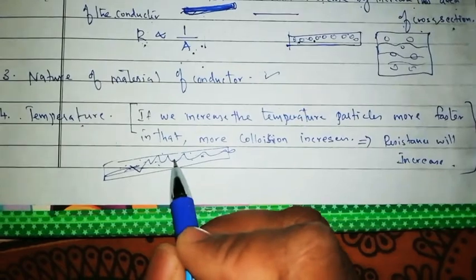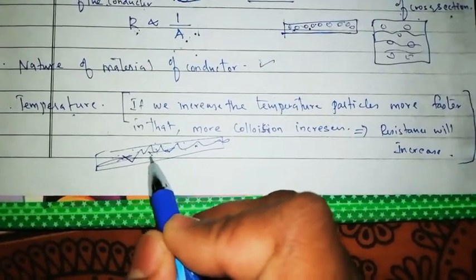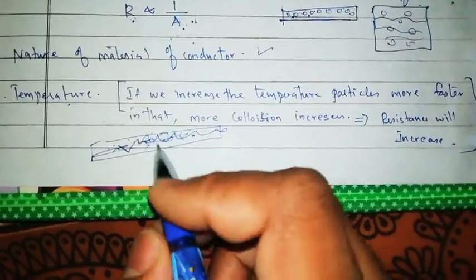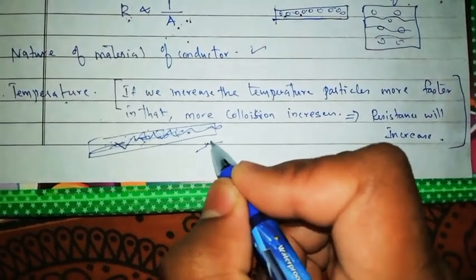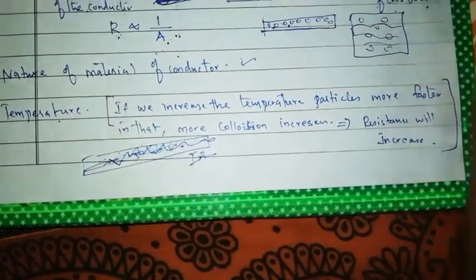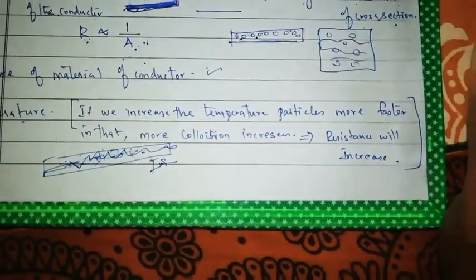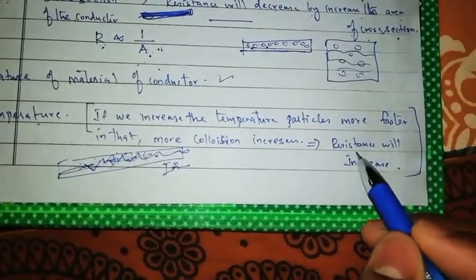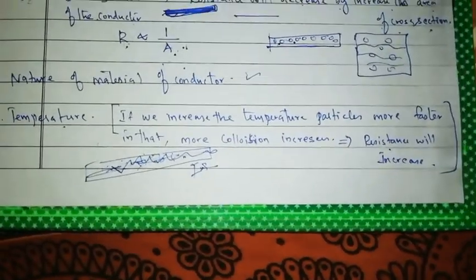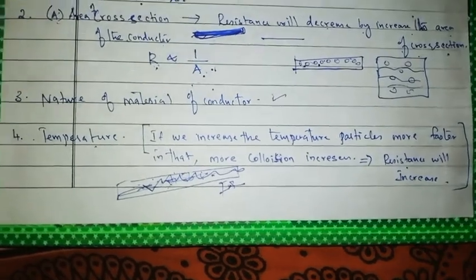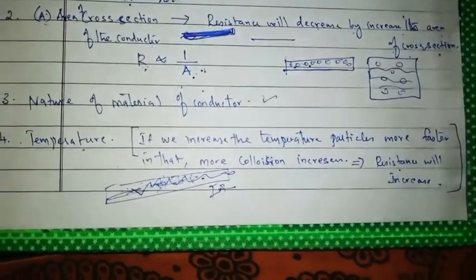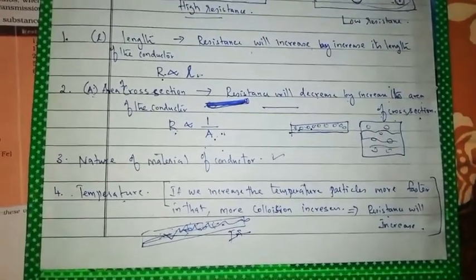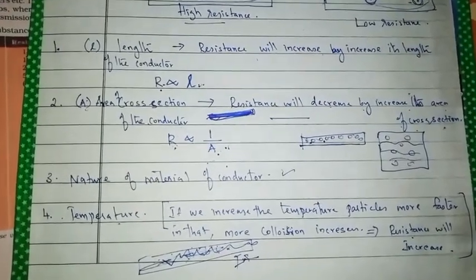When they move randomly, lots of collisions take place between them. So when they move like this, they collide with one another. Collisions will also increase, and that increases the resistance. Do you understand? So temperature is also a very important factor that affects the resistance.